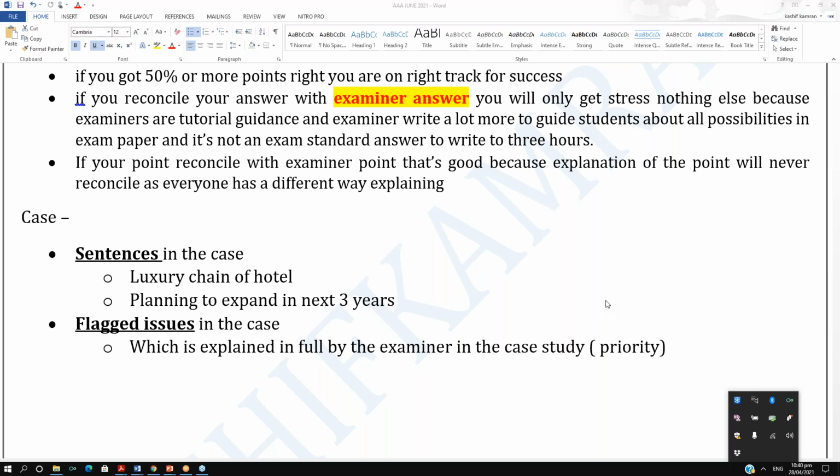and which should be a priority. So if I'm in an exam paper, I might just pick up a luxury chain of hotel planning to expand and develop my point. I should wait for a flagged issue to develop my point. Is that clear to everyone? If the luxury chain of hotel is developed later, then that's particularly fine.